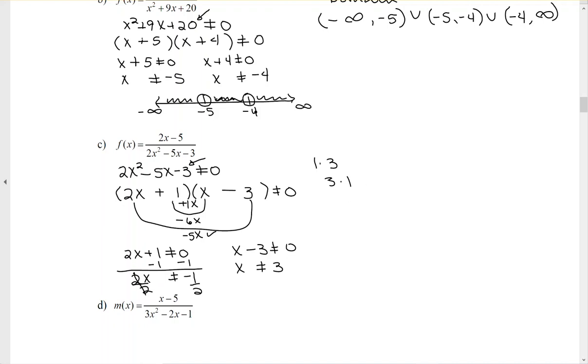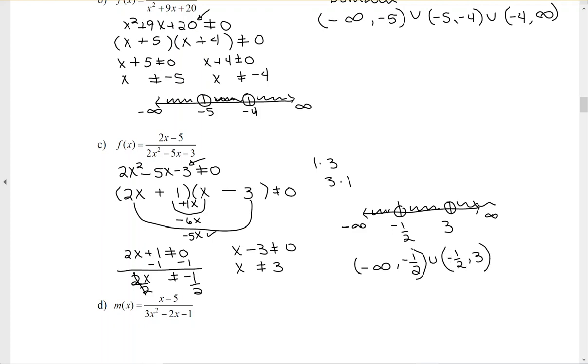So again, I have 2 places on my number line that won't work. -1/2, +3. All right, so open dots on both of those and fill in everybody else. So starting with -infinity to -1/2, open dot means parenthesis. On the other side of -1/2 to 3, and then from 3 out to infinity.